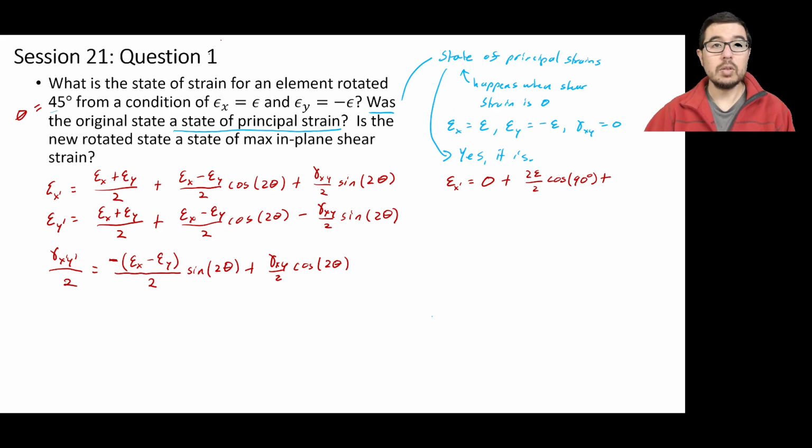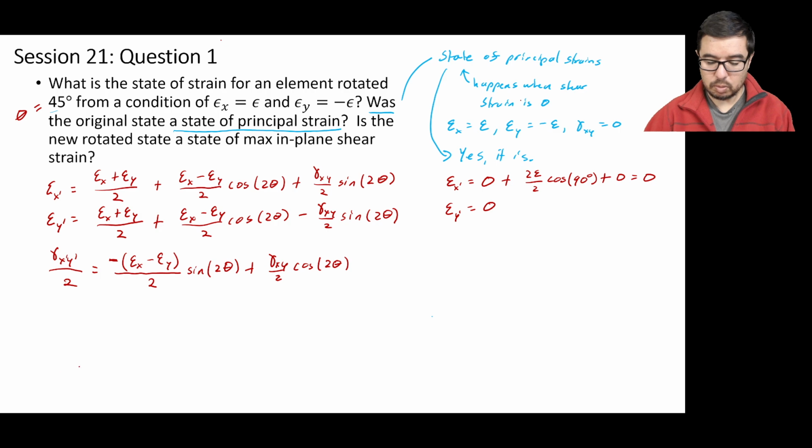And then this last contributor is just going to be plus 0 because there's 0 shear strain initially. Now epsilon y prime is very similar. This component is the same, this component is the same, and it's minus 0. So epsilon y prime is also going to be equal to 0.